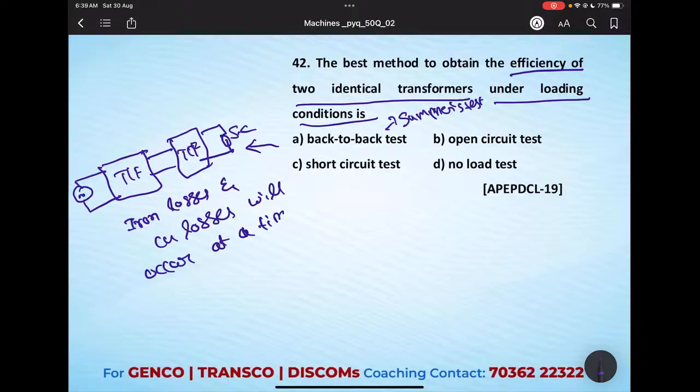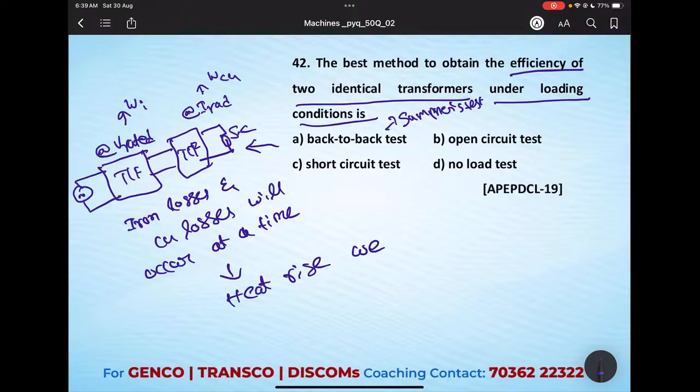That means, if you see, the first transformer is going to operate at a rated condition. So whatever losses occur here will be the iron losses. The second transformer is going to be operated at rated current. So we will get copper losses here, and iron losses at the same time. Because of this, what will the heat rise lead to? Heat rise you can calculate accurately.